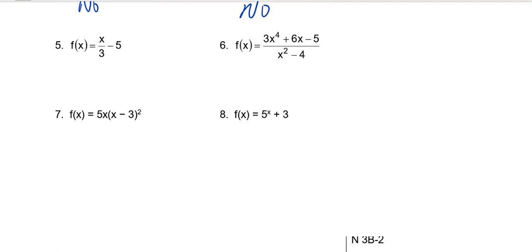Alright, just because something is a ratio does not always mean that it is a rational function. Here we have that x can be raised to the 1st power, and we can actually write that as 1/3 times x subtract 5. That's just a linear function in a funky dress. Alright, so now we're over to 6.